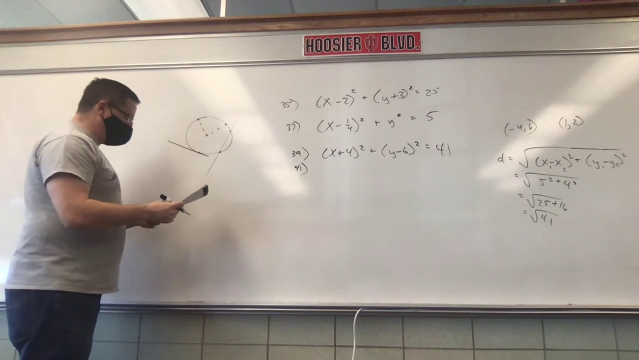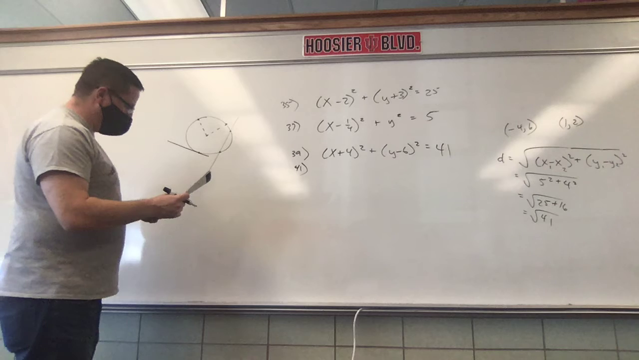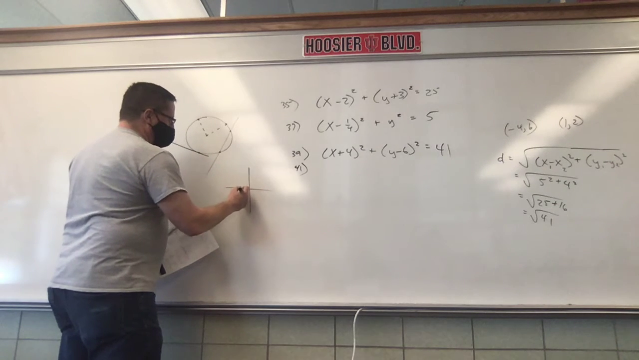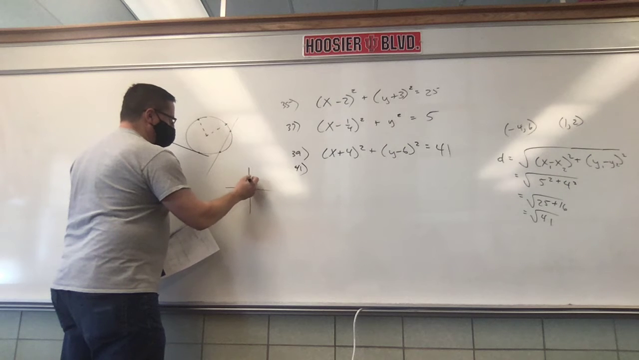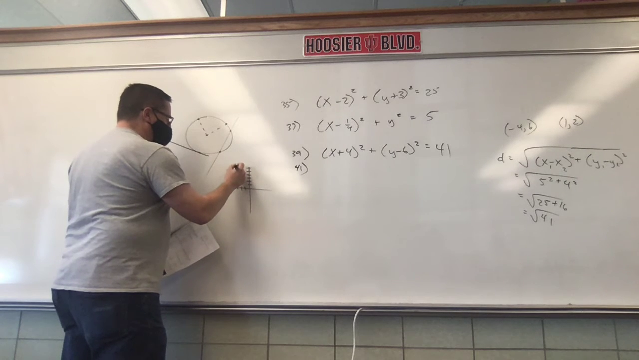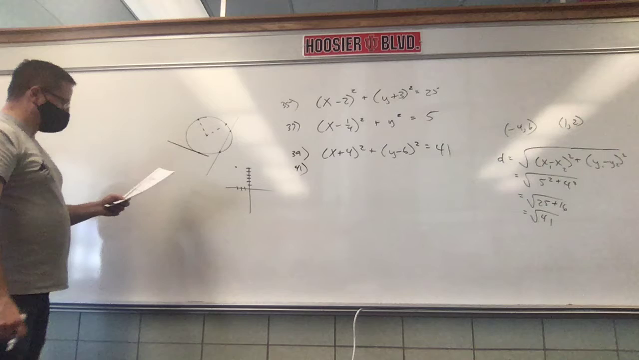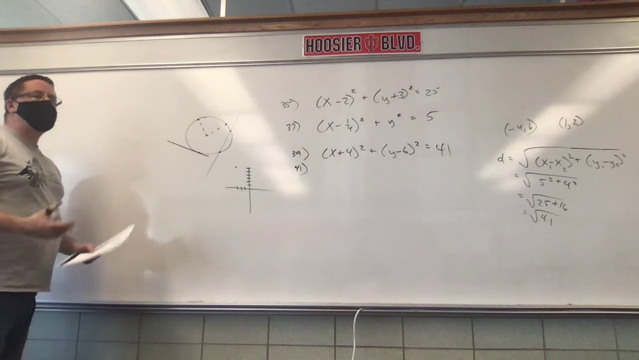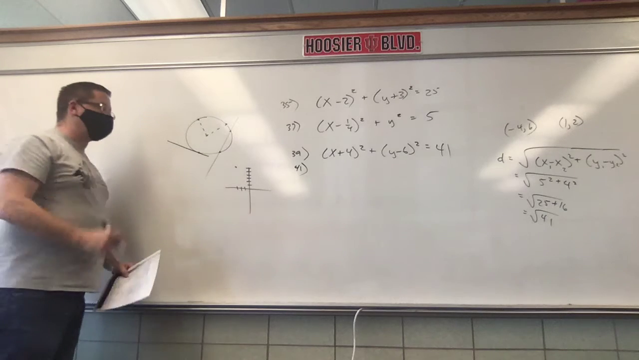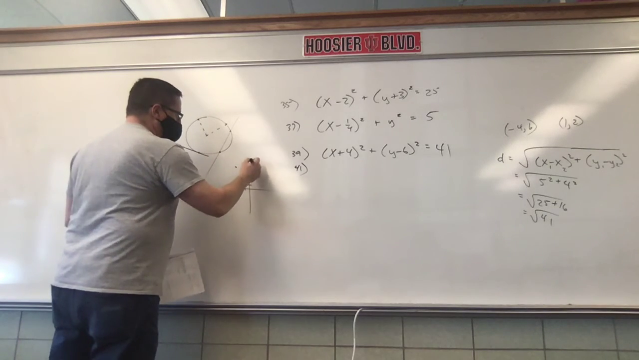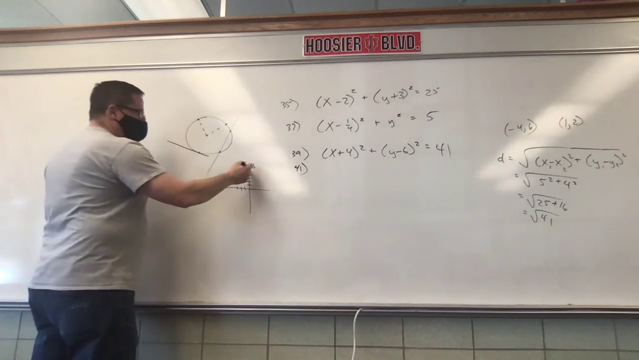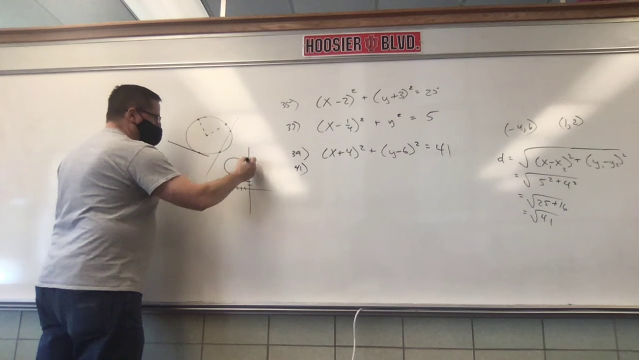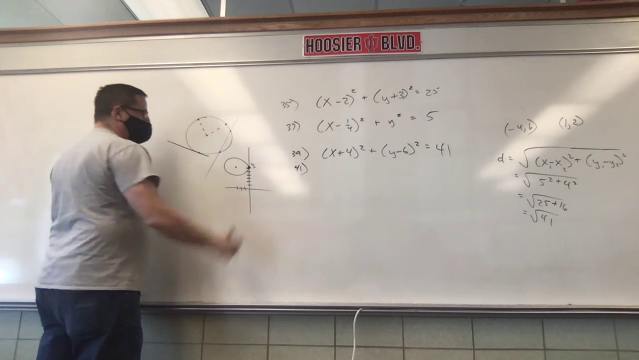So here's what I'm going to do. I'm going to do a very quick rough graph on number 41. Center is negative 3, 6. So negative 3, positive 6. The center is right here. The center is negative 3, 6, and it's tangent to the y-axis. That means it touches the y-axis in exactly one spot. So here's the y-axis. So it's got to look like this. It touches it right there at that one spot.